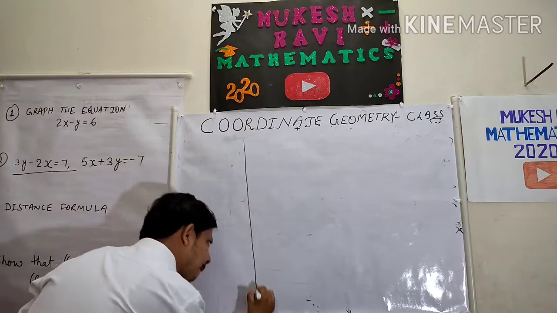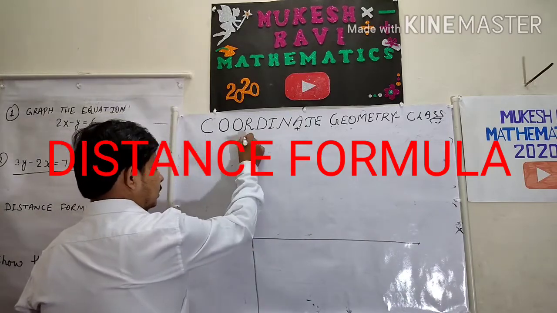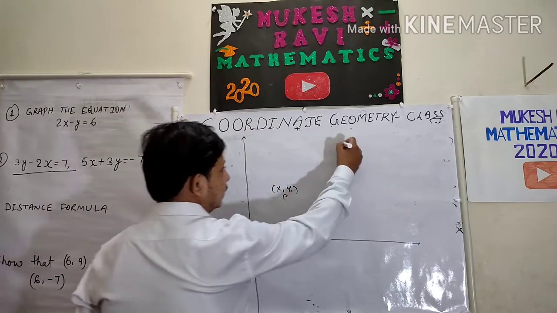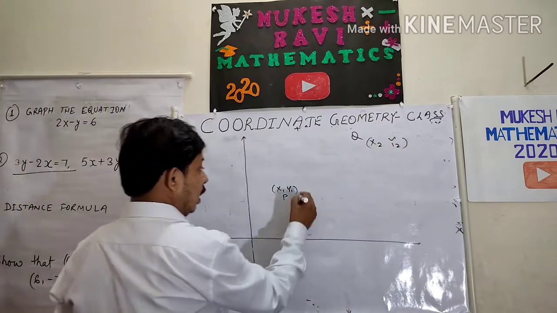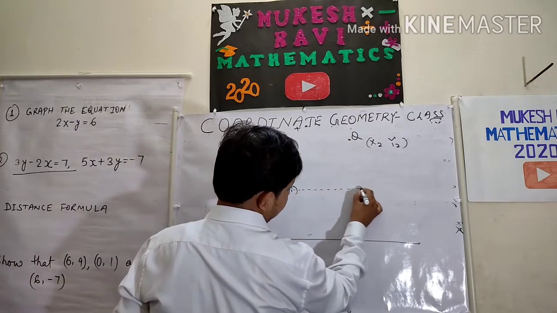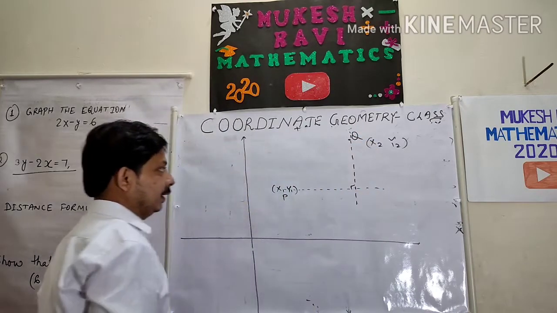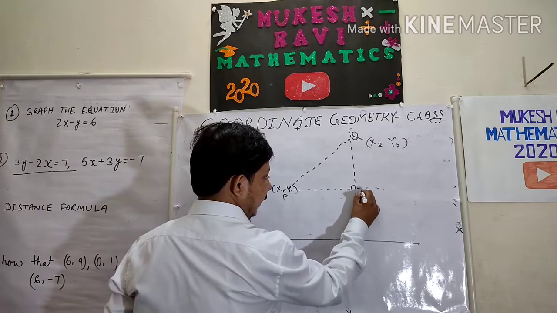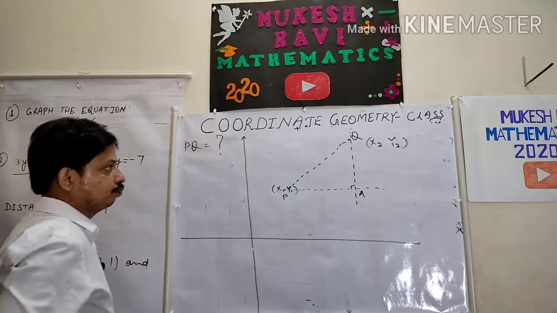Suppose, a very simple concept. Suppose this is my x1 and y1, 1 point P, and this is my Q, x2, y2, 2 point. Now I am going to draw from P and from Q, this intersect here at 90 degrees and joining this. Suppose this is A. We have to find the distance of PQ.